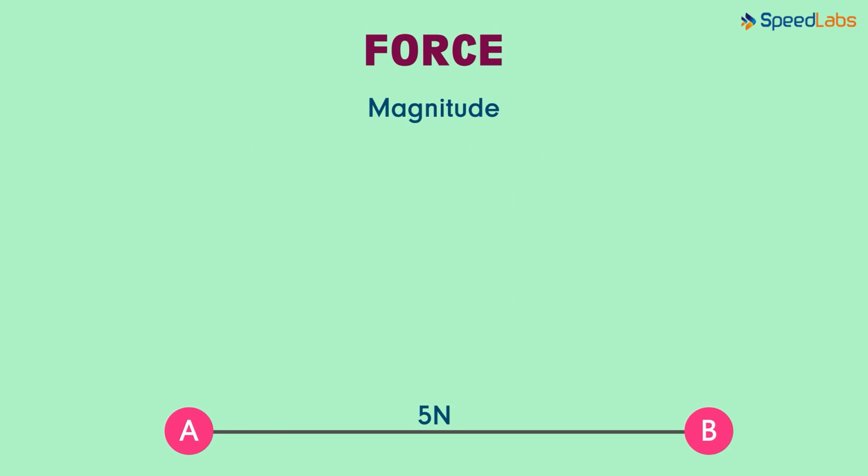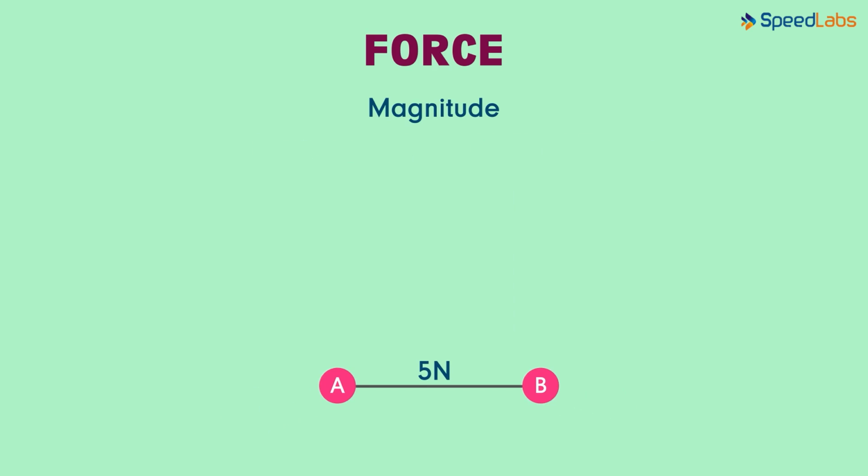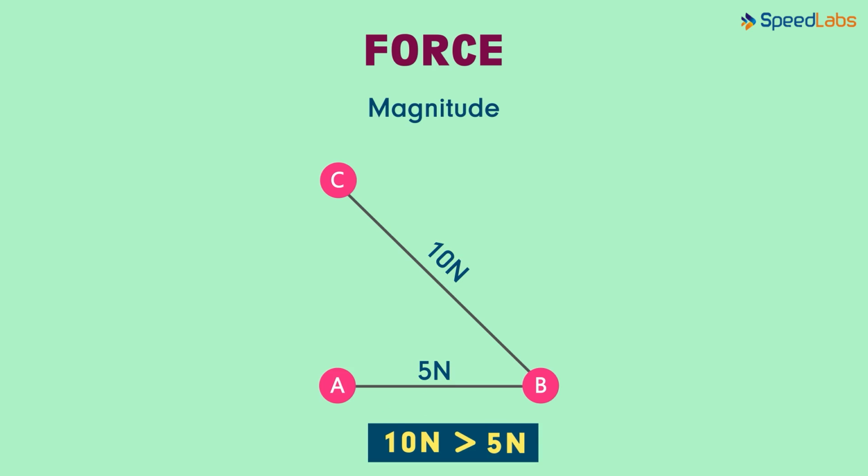Now say he applied a force on the desk to move it from B to C, and that force measures 10 newtons. So the force he applied on the desk to move it from B to C is greater than the force he applied to move it from A to B. 10 is greater than 5. The strength of the force to move it from point B to C is more than from A to B.